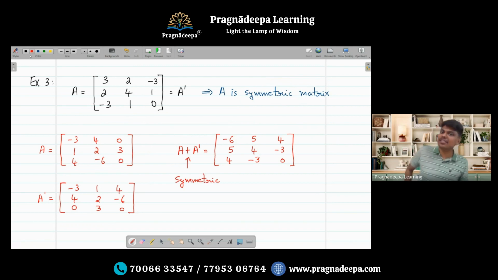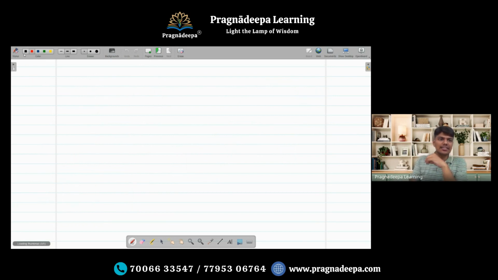In rectangular matrices, there is no chance of getting a symmetric matrix. Why? Because A and A dash cannot be equal. How can a rectangular matrix be equal to another rectangular matrix of different order? What does the concept of transpose say? See, I will justify this statement.